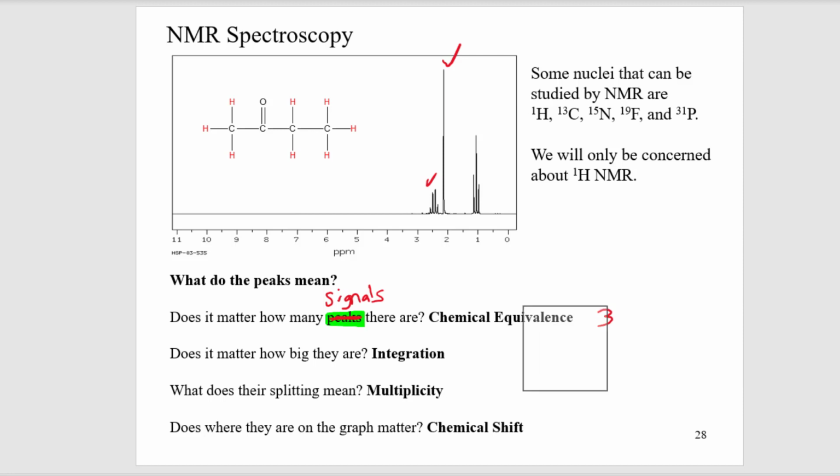What about the splitting patterns? Why does this one have all of these little peaks off of it, while the one in the middle just looks like one tall peak? That's called multiplicity. We're going to talk about that as well. And the last thing is, does it matter where they are on the graph? Like in the parts per million, why do you see the peak at 1 ppm and then there's one at like 2.1 ppm and then why is one at like 2.5 ppm? So where they are on the scale, the frequency domain, what does that matter? This is called chemical shift. Each one of these things tells us something and adds to the support for what the molecule must be.